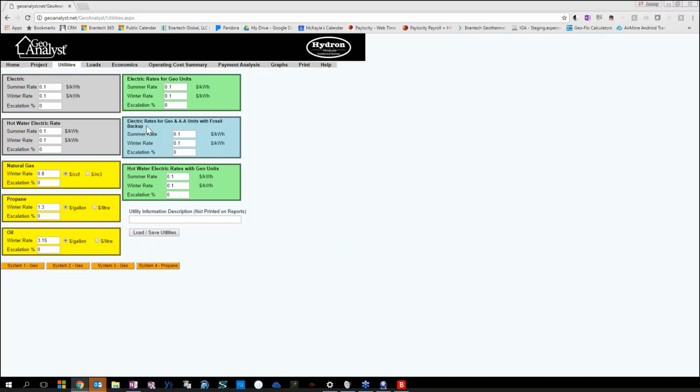So on this blue box here, this is the electric rate for a Geo system with a fossil fuel backup. So that would be a dual fuel system. In some cases, the utility company will give you a better deal for a dual fuel system. Some cases, utility companies actually will give you a higher price electric rate for a dual fuel project. So this depends on your region and what you have, but just know that the blue box is for those dual fuel applications. If you have an opportunity to use a hybrid Geo system with a fossil fuel furnace, this is a great spot to put that in.